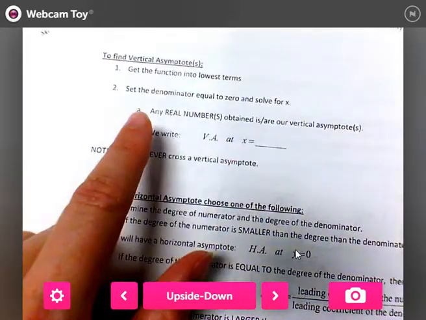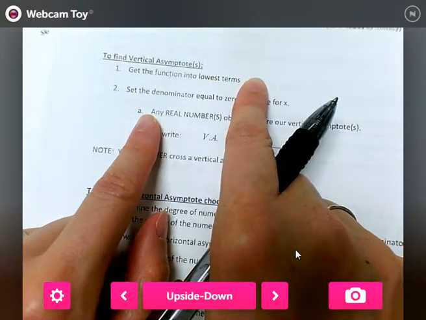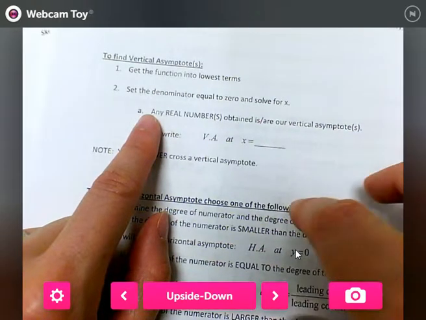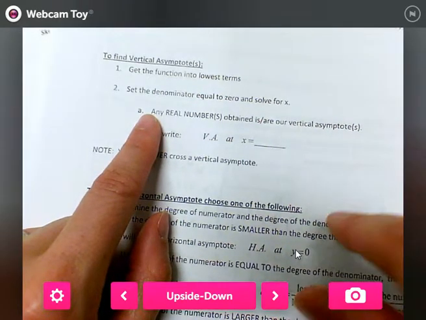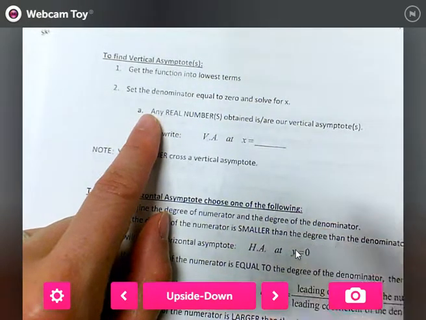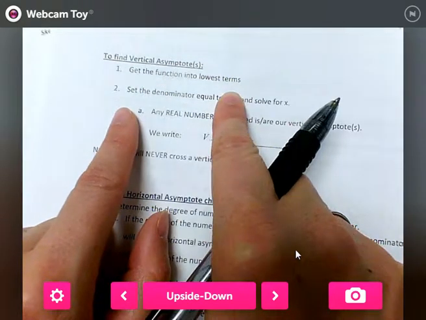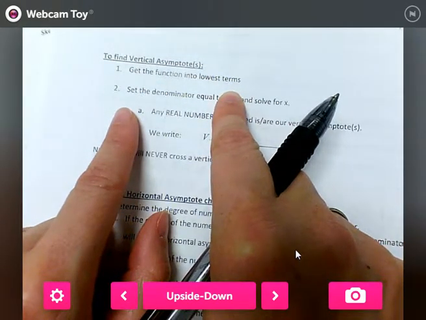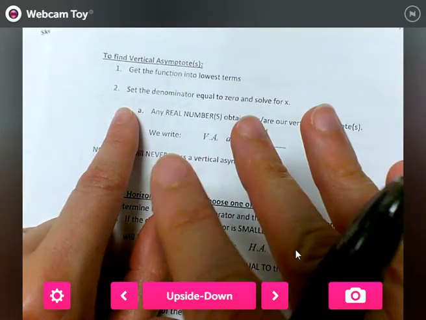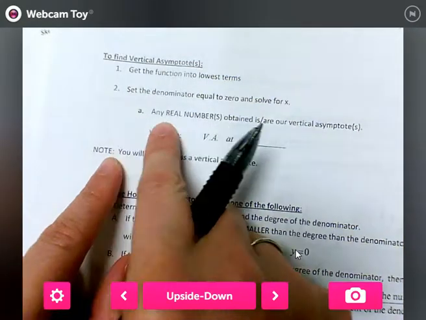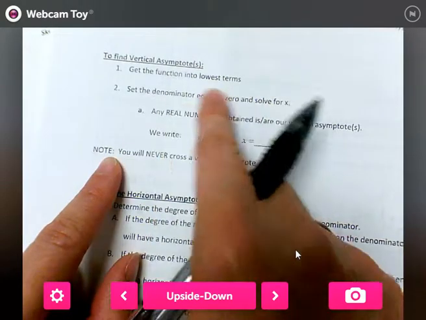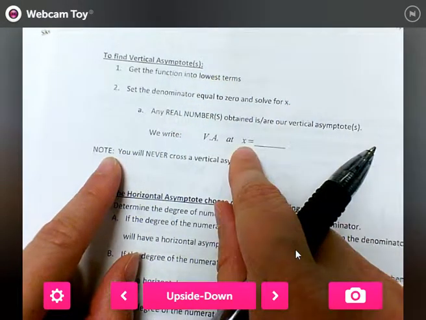Okay? To find a vertical asymptote, it gives you the instructions right here. If you want to copy this to your notebook, because you're afraid you're going to lose this piece of paper, that's fine. But vertical asymptotes are right here. So we're on this page, right? Okay. We're going to get the function into the lowest terms. That means just like we did for this whole last chapter, we still have to reduce everything into the lowest terms, right? So that means you might have to factor, you have to simplify, all of that. Okay? Any real number obtained is a vertical asymptote. So we're going to solve the denominator equal to 0. So just like we talked about domain.